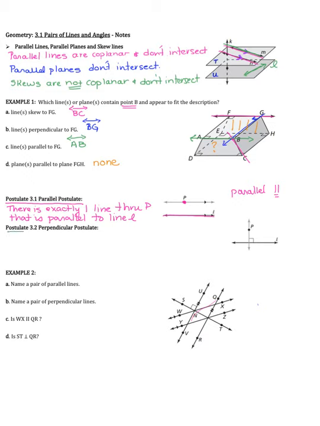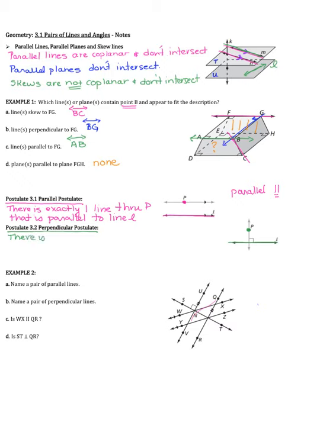Our second postulate is the perpendicular postulate, and it kind of is the same idea. If I have a point P and I have a line L, there is only one line possible that can pass through P and be perpendicular to line L.